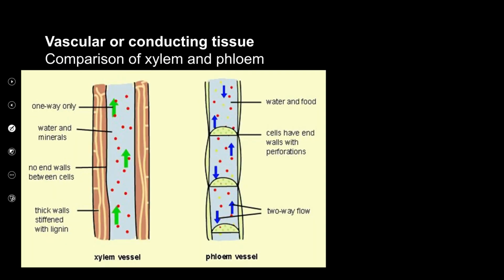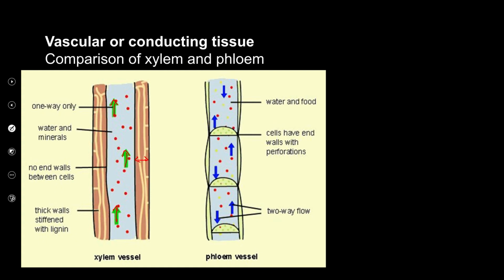This is a comparison of xylem and phloem to show the difference between them. First of all, these arrows show that in xylem, the water always flows upwards. It also shows that the walls are quite thick and there are no cross walls because the cross walls would simply get in the way.